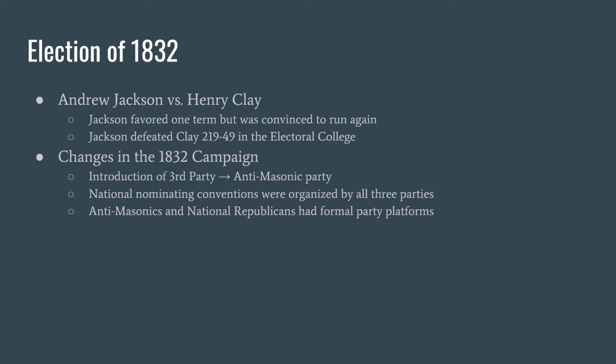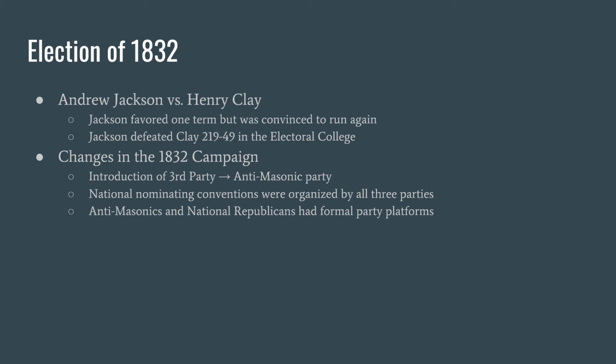So the election of 1832 pitted Andrew Jackson against Henry Clay. Henry Clay is one of those people who has run for president many, many times and never becomes president. Jackson favored one term, but was convinced to run again by people who profited greatly off of his presidency. And we see Andrew Jackson is still very well liked, and he ends up defeating Clay pretty handedly in the Electoral College.